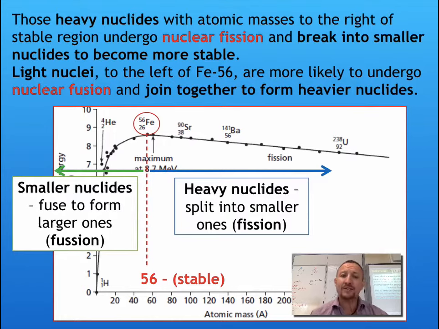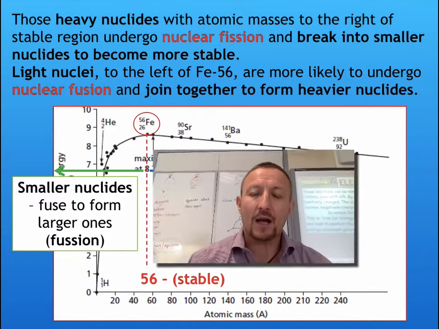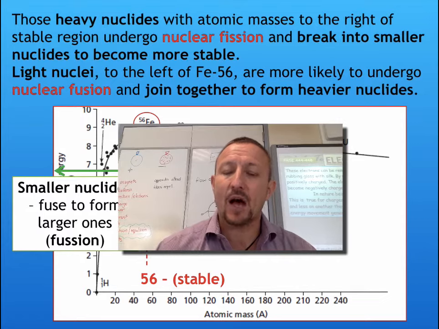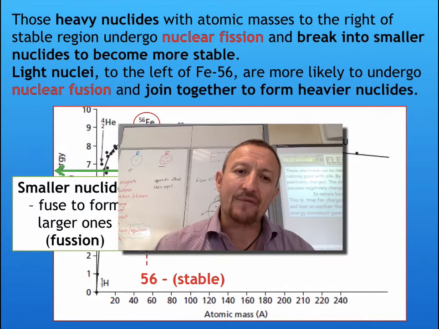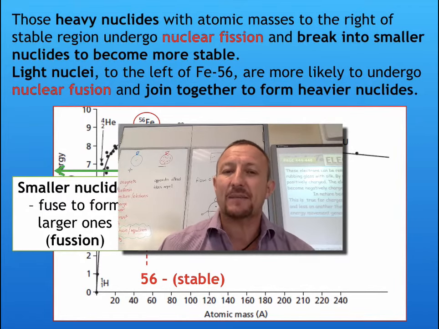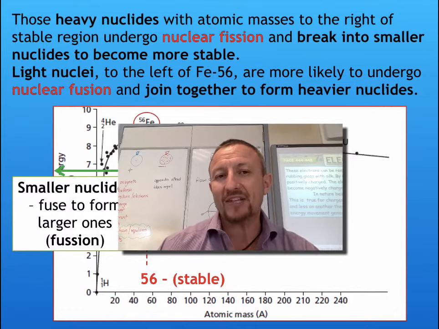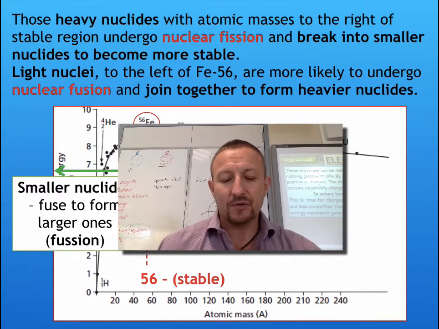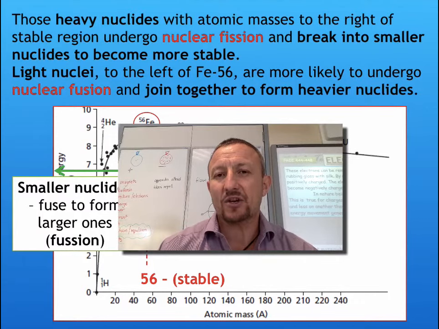So what you need to be able to do is interpret how this graph works, and then take information off it. Okay, I hope that makes sense, and I hope you understand that every element is going to have its own specific binding energy, and that binding energy is directly related to the number of nucleons that it's got held in its nucleus.